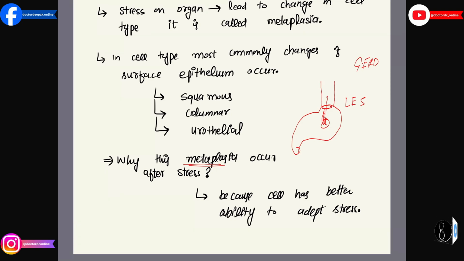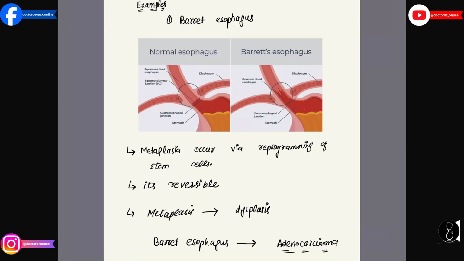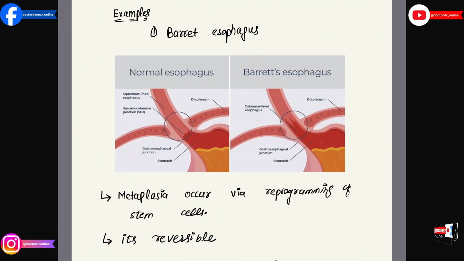When the acid goes from the stomach to the esophagus, that acid puts a stress on the epithelium. Now, when the epithelium faces that acid, it will change its type, and that change in type is called metaplasia. Let's try to understand this with an example. Here I mentioned the example of Barrett esophagus. Basically, Barrett esophagus is an example of metaplasia.